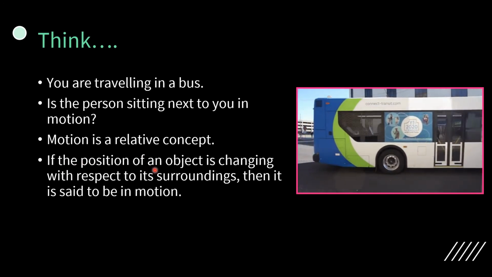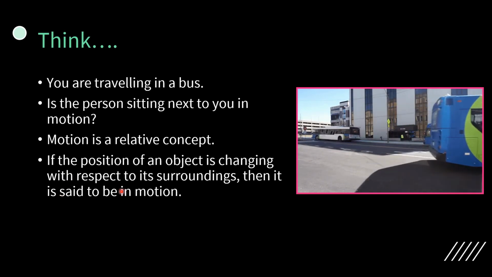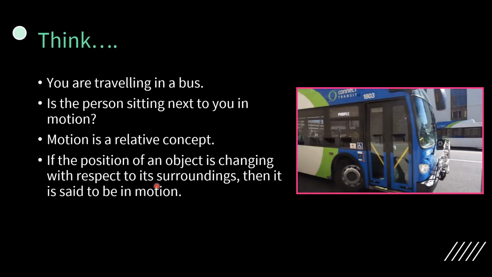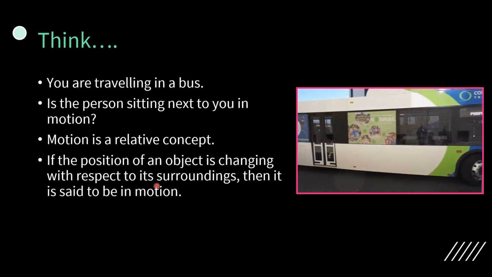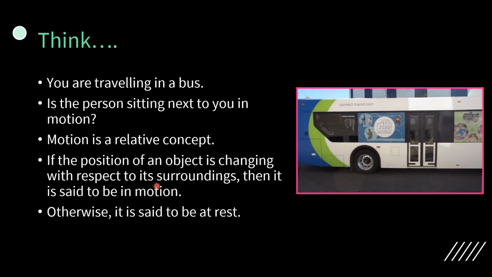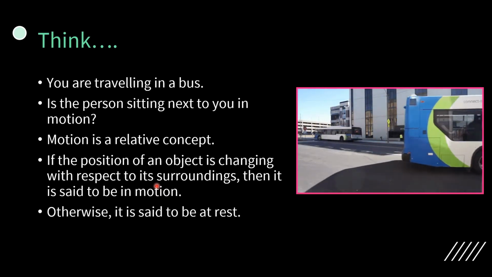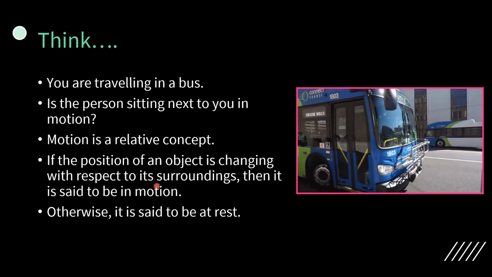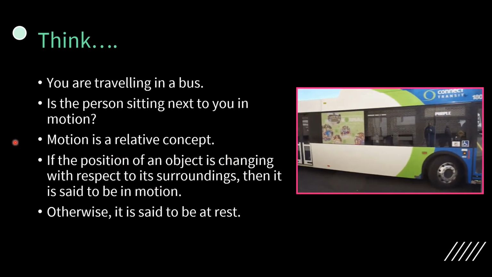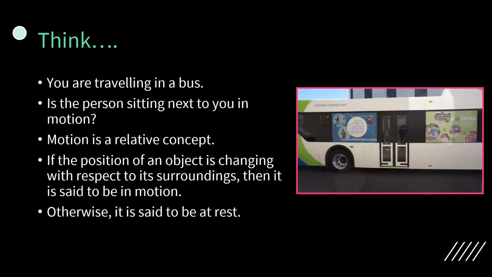If the position of an object is changing with respect to its surroundings, then it is said to be in motion. Otherwise, it is said to be at rest, and it depends upon where you are. That is why motion is called a relative concept.